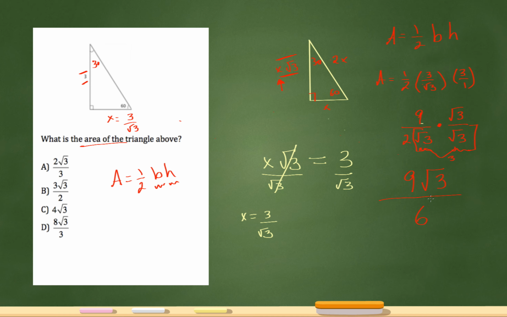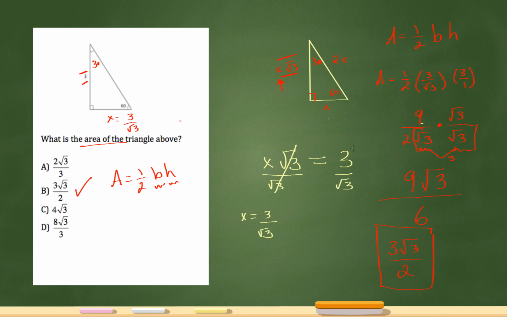So this is the new thing. Now the 9 and the 6 we can reduce down. 3 goes into both of them. 3 times 3 is 9, and 3 times 2 is 6, making my final answer 3 root 3 over 2, which is over here, which is B.